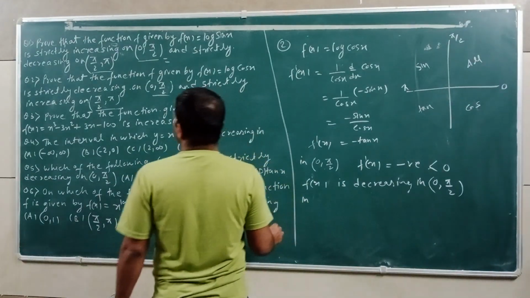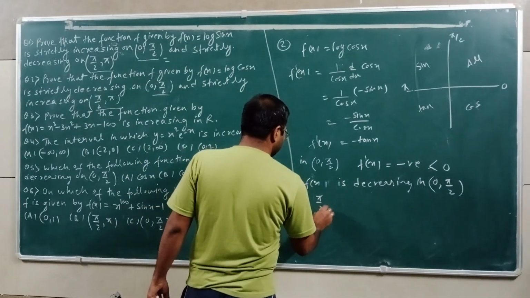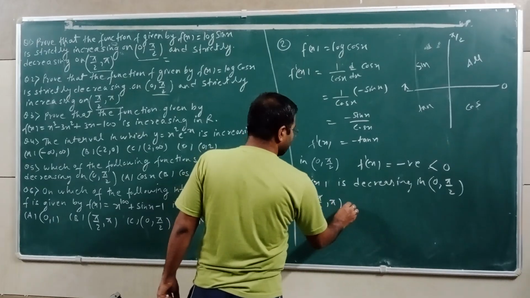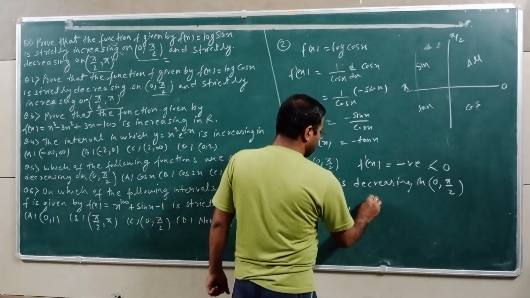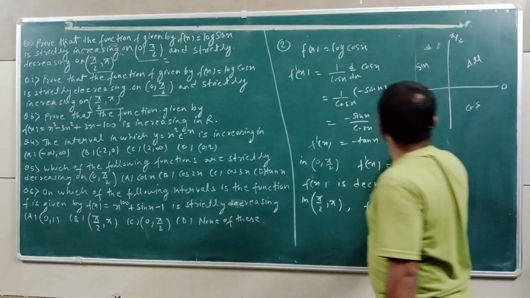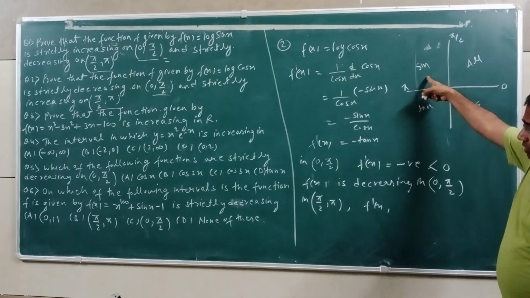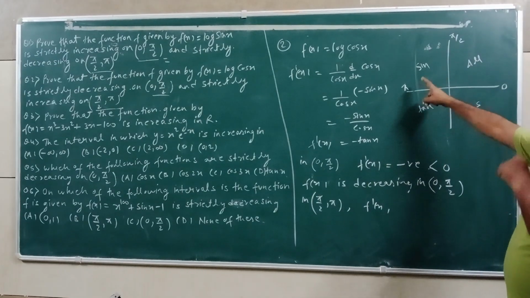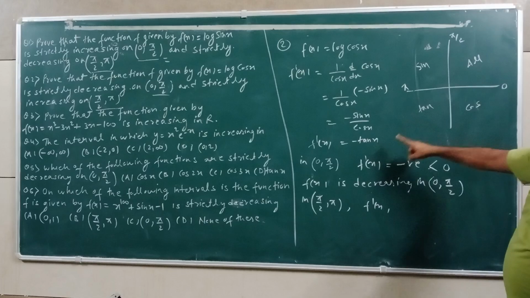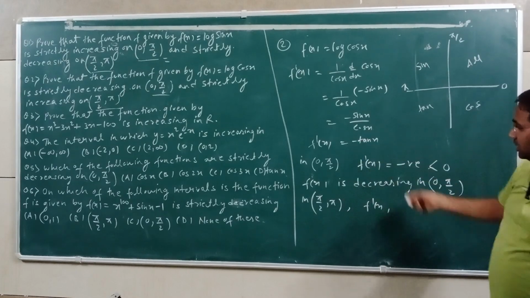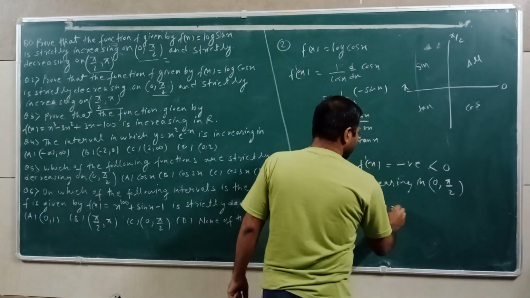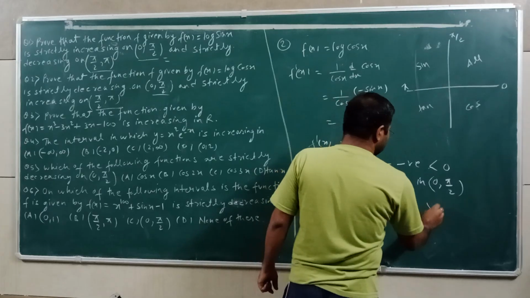Now in the interval pi upon 2 to pi we have to tell. Then f dash x. See here, pi upon 2 to pi means in the second quadrant tan will be negative, and if tan is negative and minus is already there, then f dash x will give a positive value, means greater than 0.